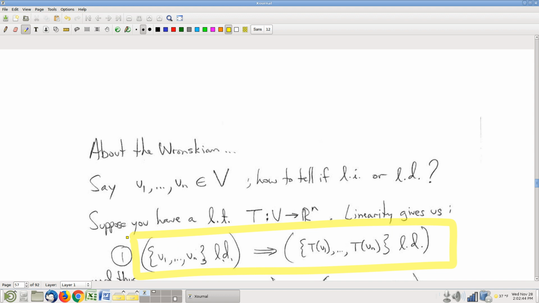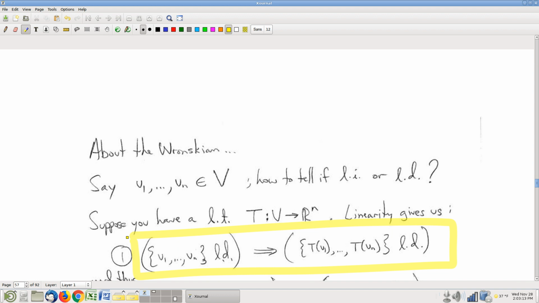The way you do it, your premise that this list is dependent means that you can write an explicit relation between these vectors. If you write a relation between these vectors, apply T, use linearity, you will conclude an explicit relation between these vectors, thus confirming dependent. Okay, so make sure you can do that, right? Think about how you'd write that down exactly.